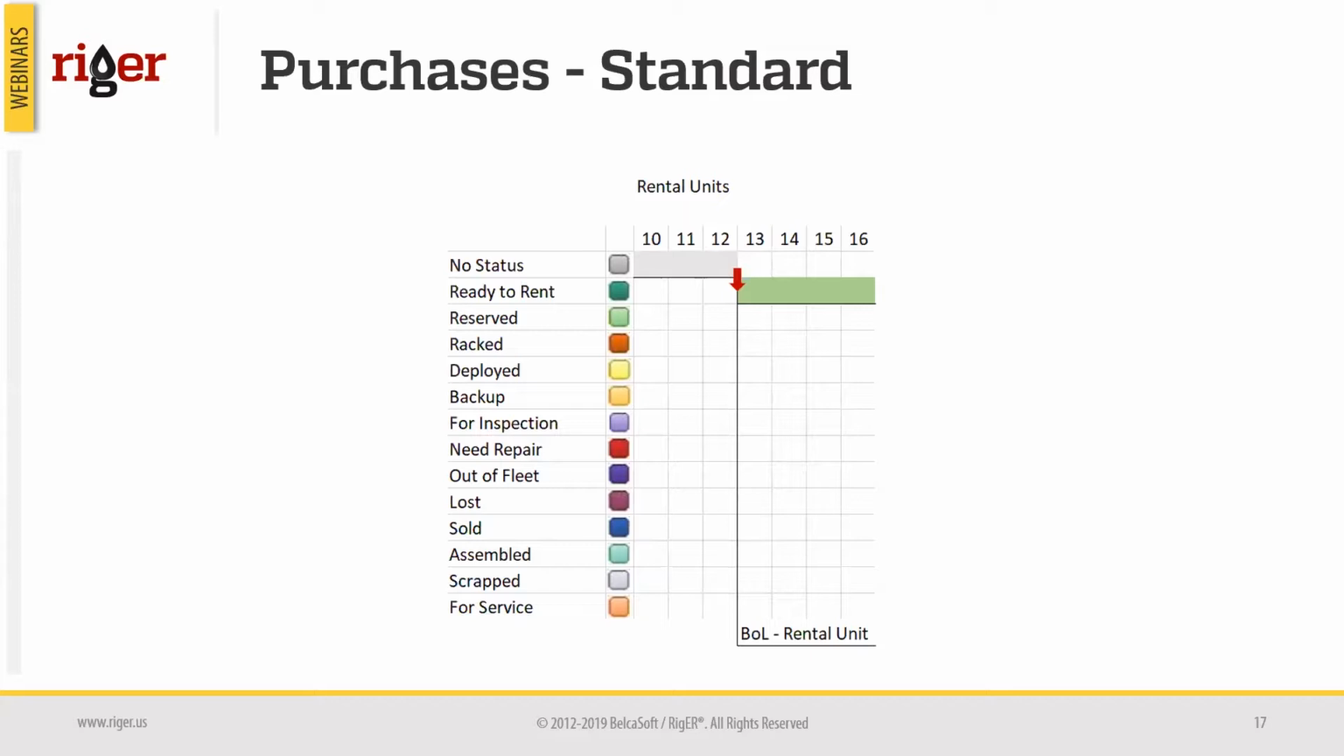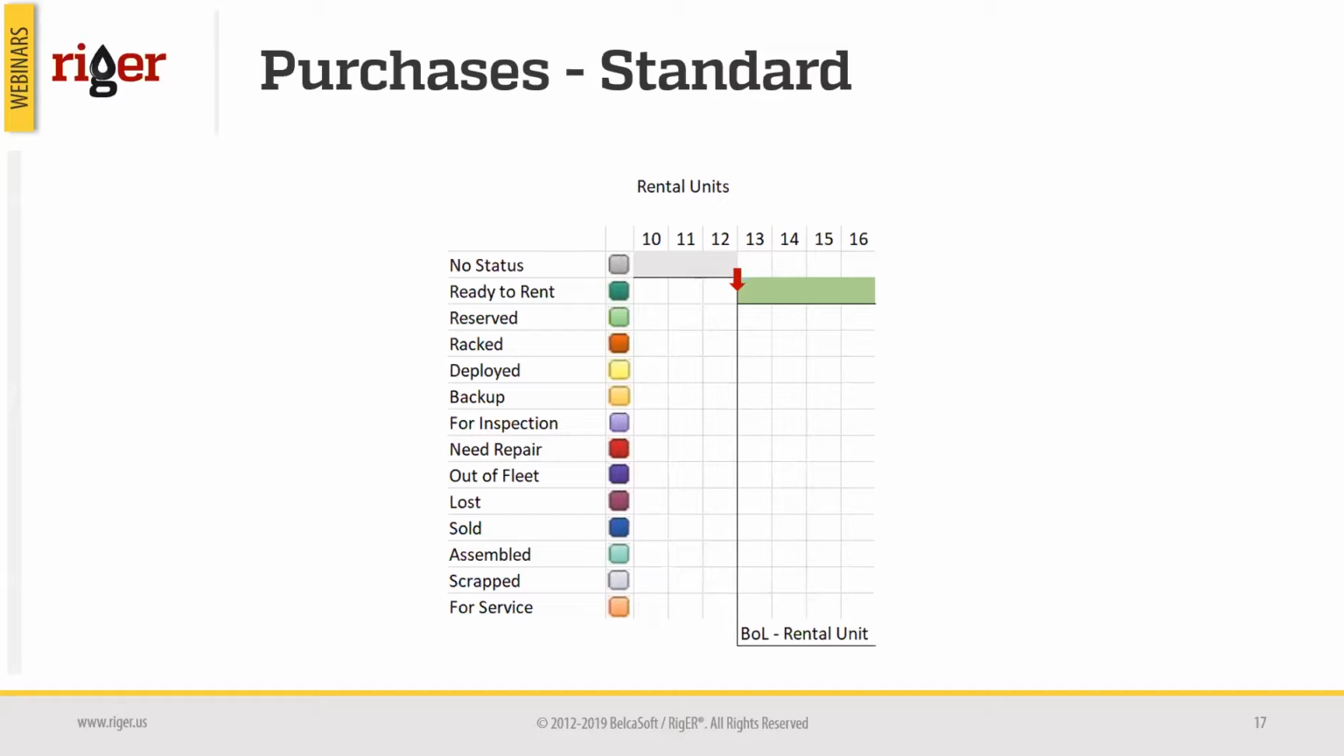We use a bill of lading as a trigger to switch an item from no status to ready to rent. So as soon as you post the bill of lading, the rental unit numbers switch status from no status to ready to rent. This is a very important thing which every user needs to remember. We can switch status only by a particular document, a particular trigger, which will have different logic for different items and for different documents.